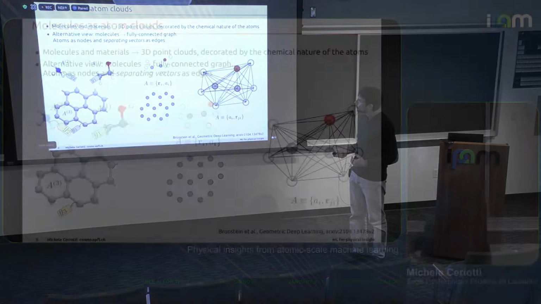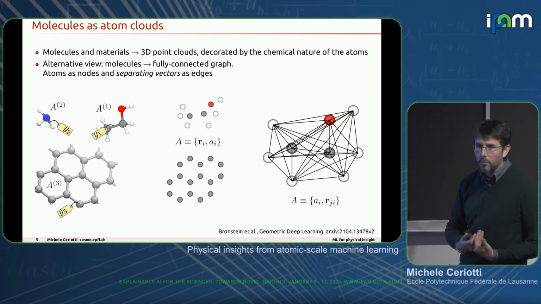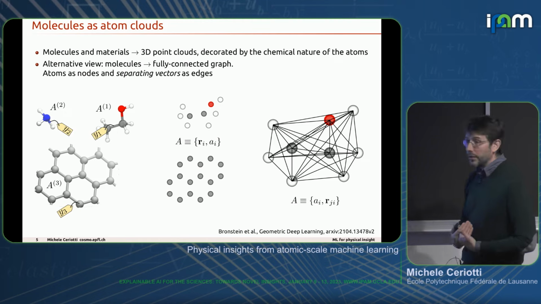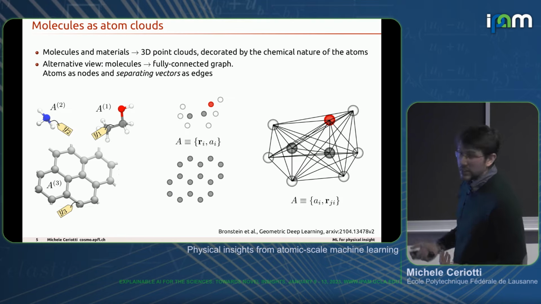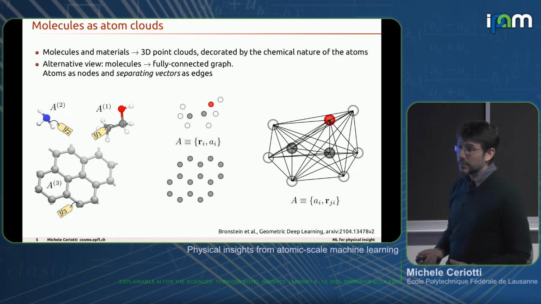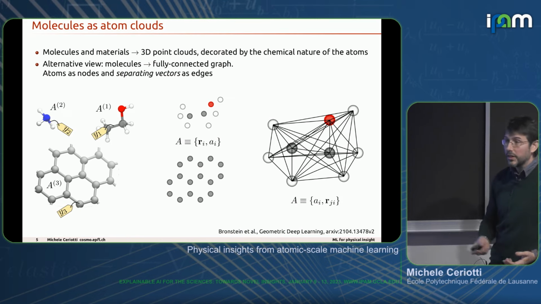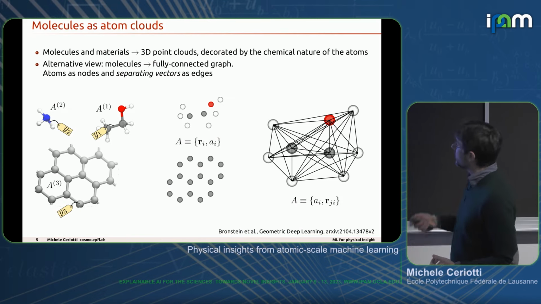And so if you look from a mathematical perspective at how the problem that we are trying to solve can be formulated, essentially what we are working with is a decorated point cloud. So we have a set of Cartesian coordinates of atoms, and each atom has a chemical nature. So basically, this is a three-dimensional point cloud, and one way of looking at this is basically to look at this as a problem of describing three-dimensional point clouds.